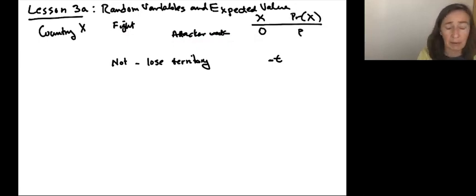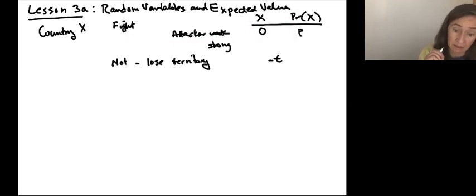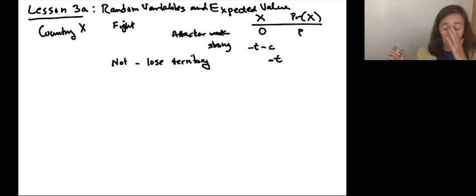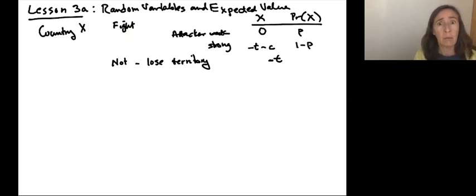Okay, so I'm making a little table here of the values that random variable X can take with the corresponding probabilities. And so the other possibility, if the attacker isn't weak, they are strong. And if country X fights and the attacker is strong, that's bad news for country X. They lose their territory, negative t, and they lose some additional costs of fighting. Okay, so C represents whatever else happens. Their military gets destroyed, their capital gets burned, who knows what happens. So that's the other part of the situation. And that happens with probability 1 minus p.